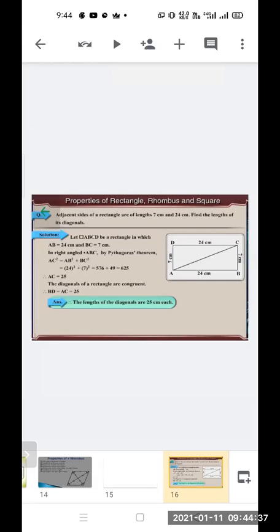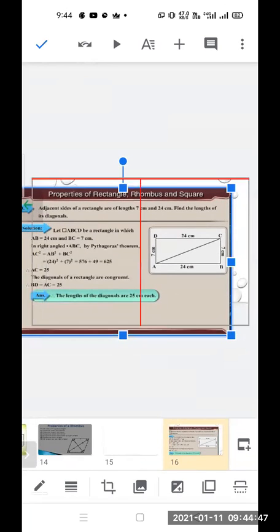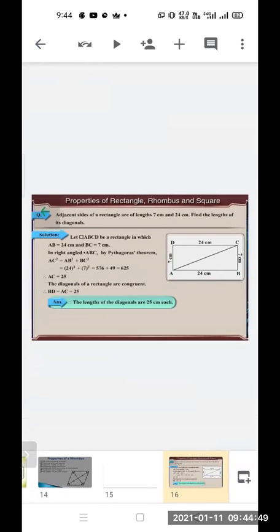Now we have to find the length of the diagonal. And we know that angles in a rectangle are right angles. Every angle in a rectangle is a right angle.